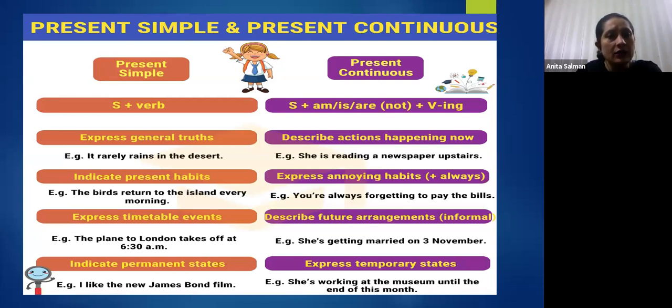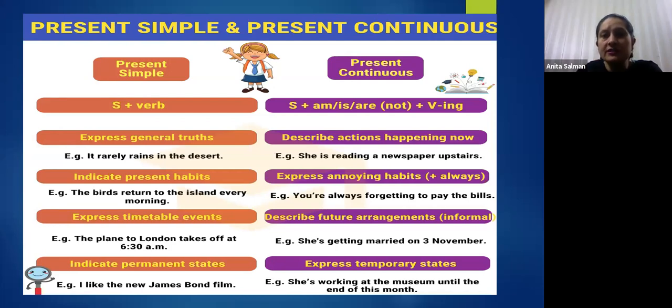Like, it is according to the timetable, right? It is in the routine of the timetable of airplanes, right? So you will describe it in simple present tense. Hope it is clear. If you have listened to commentaries and announcements, mostly they describe timetable events, so they use simple present tense for this. Whereas in present continuous tense, you describe future arrangements which are mostly informal.